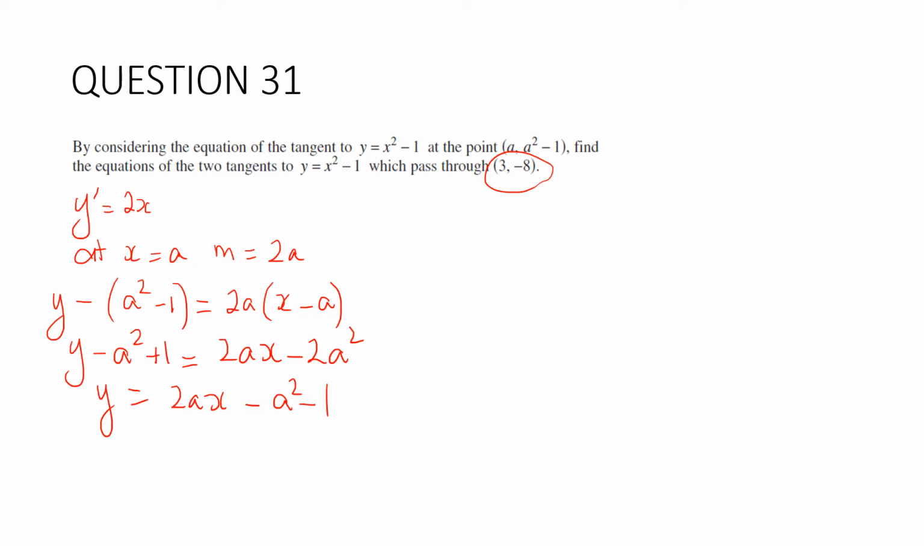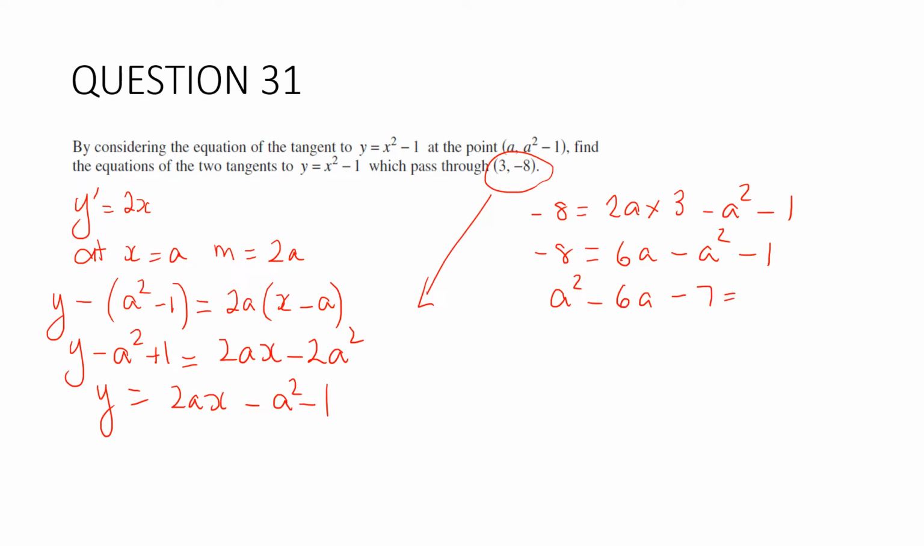Right, we're going to substitute this point in and solve for a. So negative 8 is equal to 2a times 3 minus a squared minus 1. Negative 8 equals 6a minus a squared minus 1. a squared minus 6a minus 7 is equal to 0. And we can see that there are two values. Just factorising this, negative 7 plus 1, a is equal to negative 1 or 7.